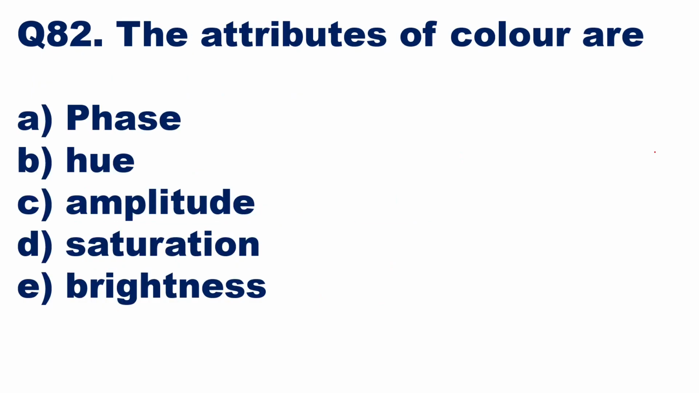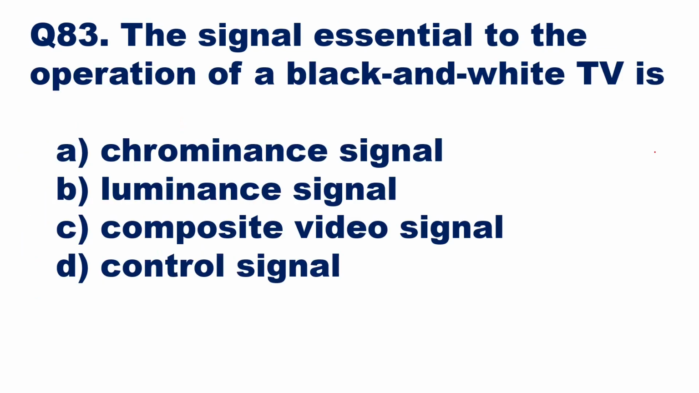The attributes of color are... Now we know that when we studied attributes of color, there were three attributes: one was hue, one was brightness, and one was saturation. These are the three attributes of color. From these options, option B, option D, and option E are the right answers: hue, saturation, and brightness. Then we'll go to the next.